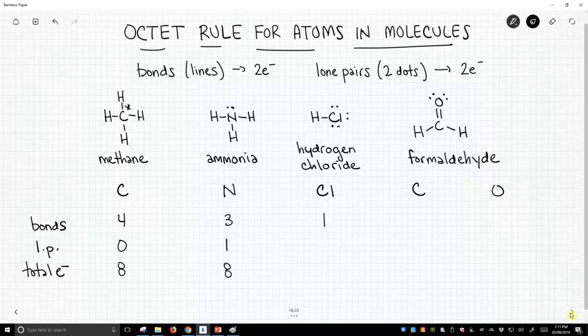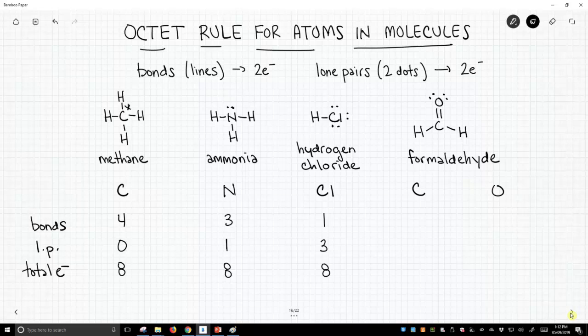The chlorine has 1 bond. It has 3 lone pairs. That's 4 of these bonds and/or pairs, and that gives us 8 electrons. Note that this is chlorine. This is a third row element, but we can still very often apply the octet rule to chlorine.